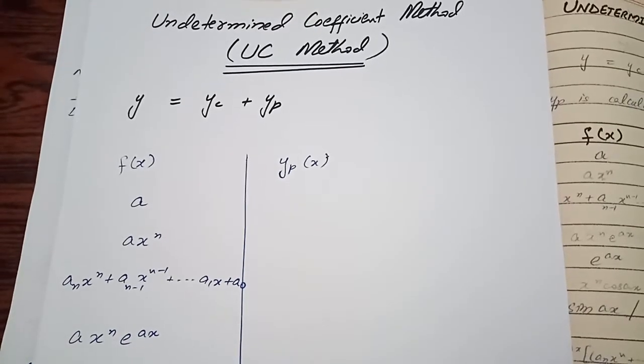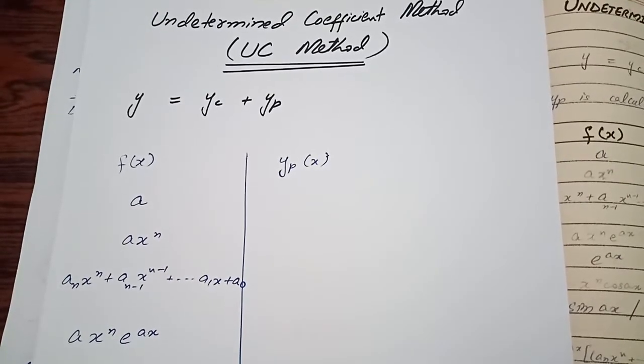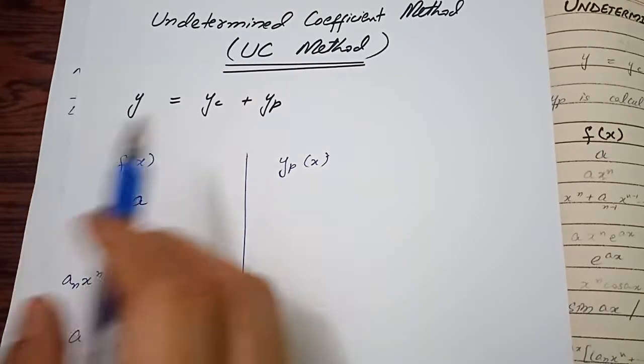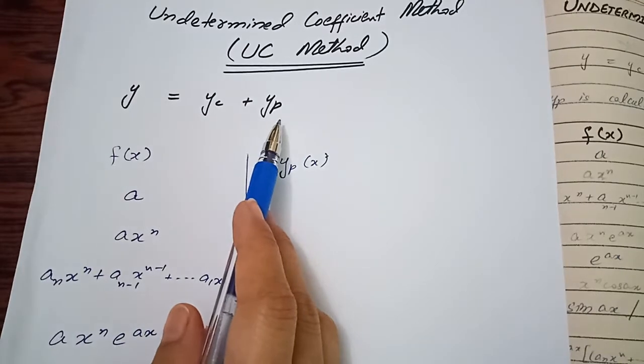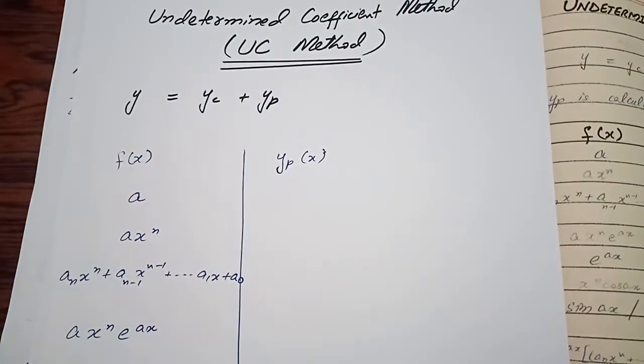Assalamu alaikum students. Before starting exercise 10.3 of mathematical methods, you must know about the UC method, that is the undetermined coefficient method. In UC method, we find the general solution, and in that general solution we need the complementary solution and particular solution. You already know very well how to find the complementary solution in exercise 10.1 as well as 10.2. We did it already in exercise 10.1 of mathematical methods.